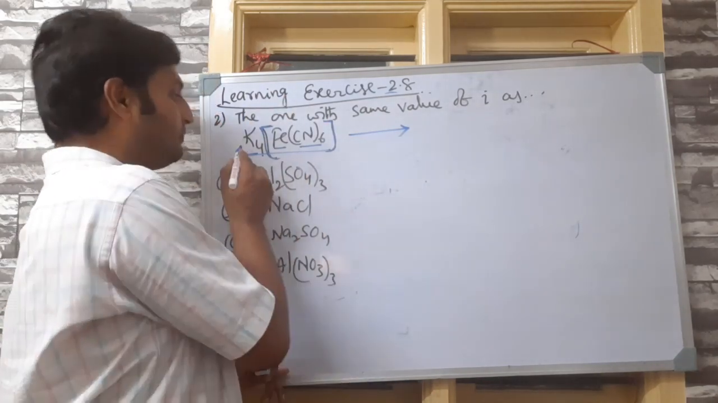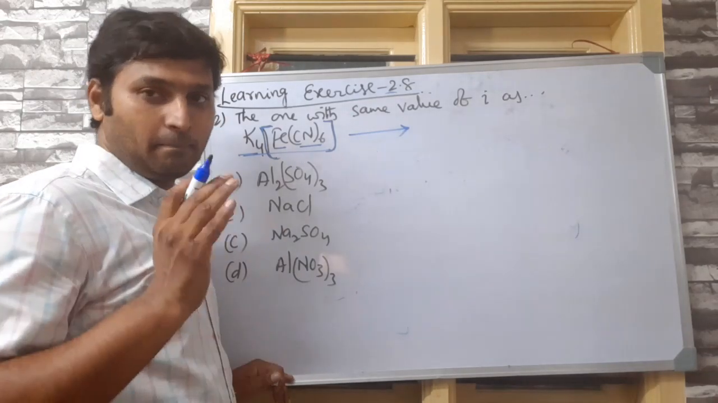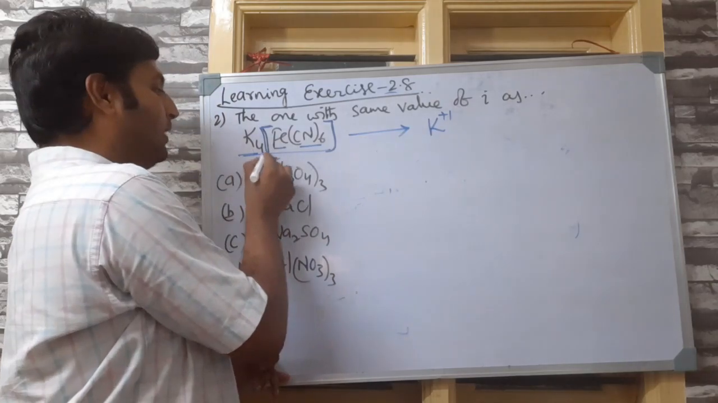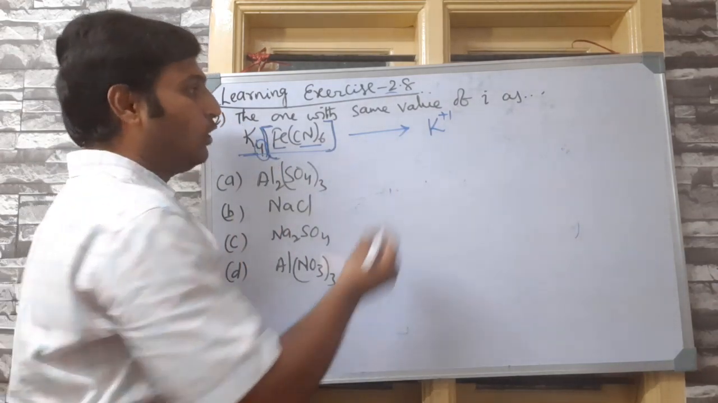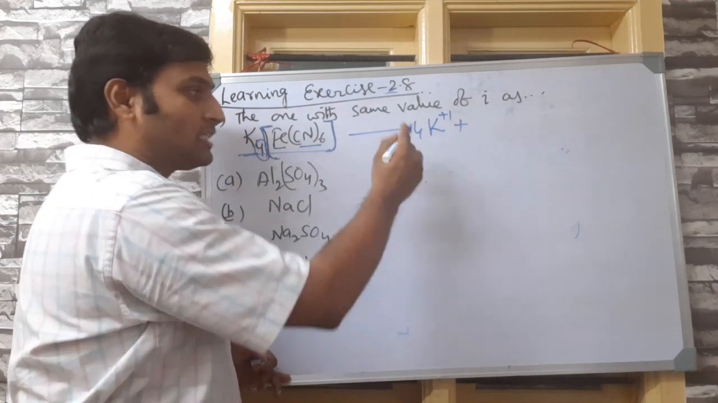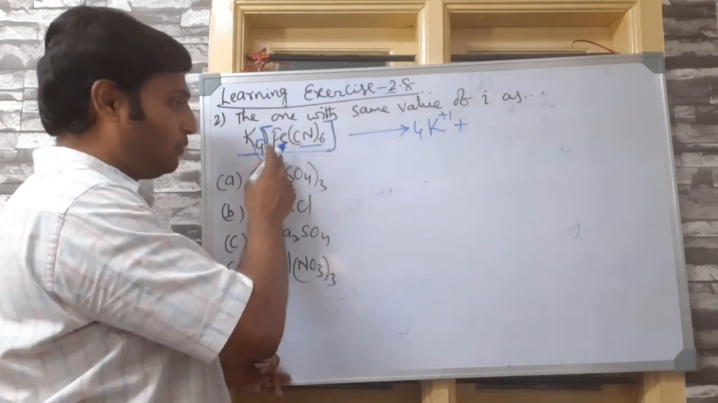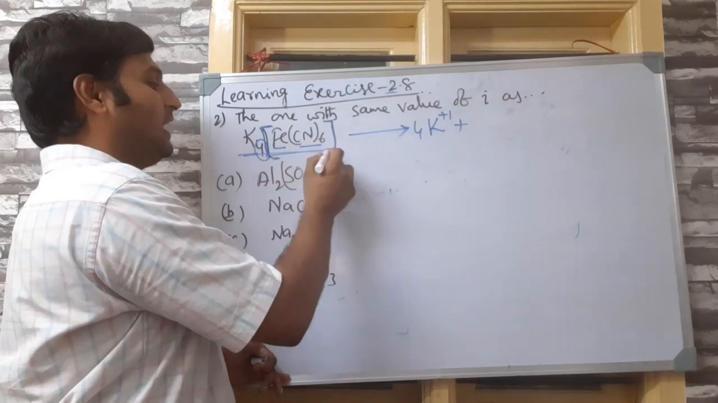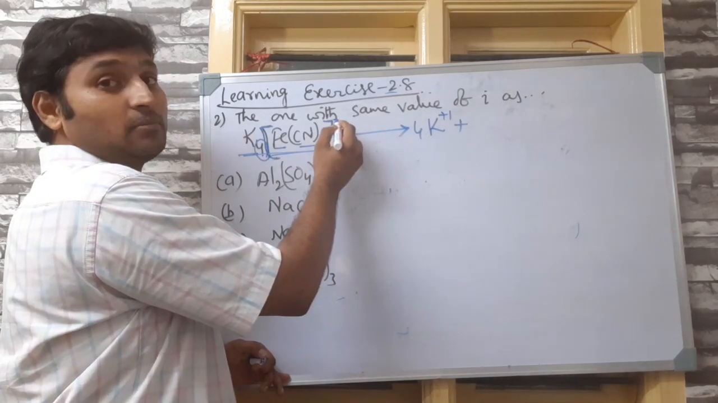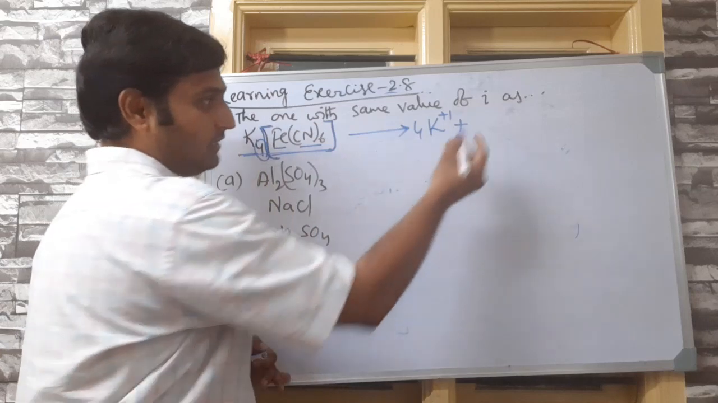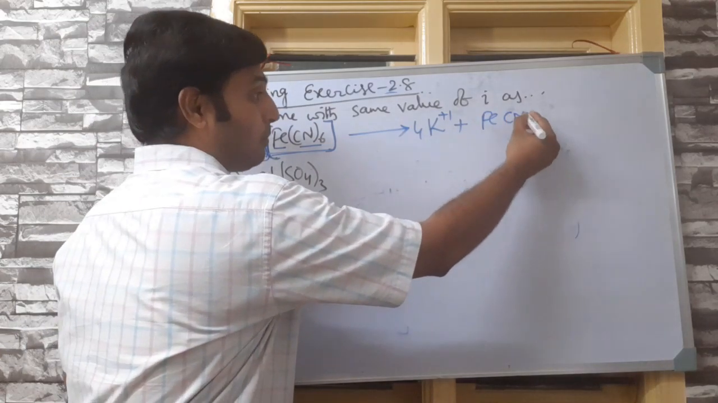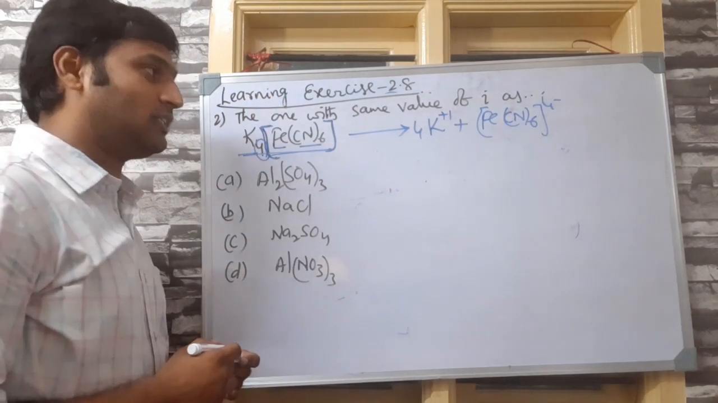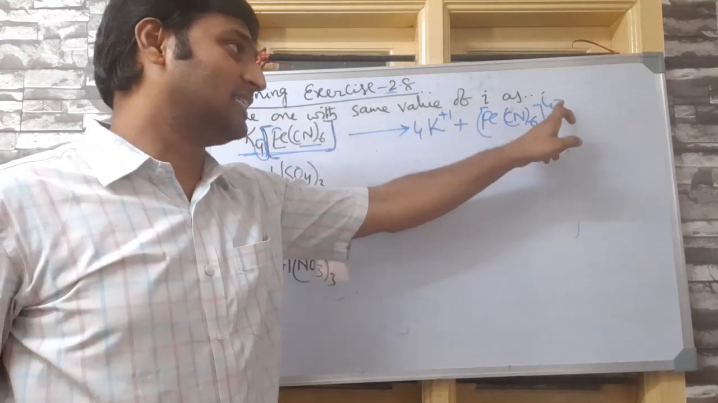Potassium is an alkali metal, so you know that its oxidation state is +1. How many potassium ions are there in this substance? 4. So 4 moles of potassium cations are formed per mole of potassium ferrocyanide. Now tell me, if positive charges are 4, then on this complex ion, how much negative charge must be there? 4 units of negative charge. So it forms 1 mole of ferrocyanide which has 4 units of negative charge. So the ferrocyanide anion formula is [Fe(CN)6]4-.